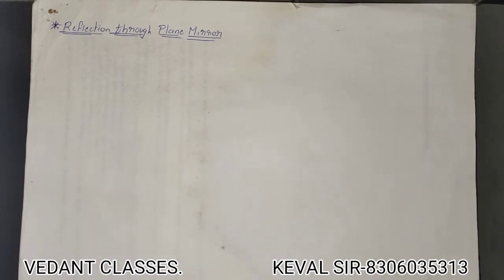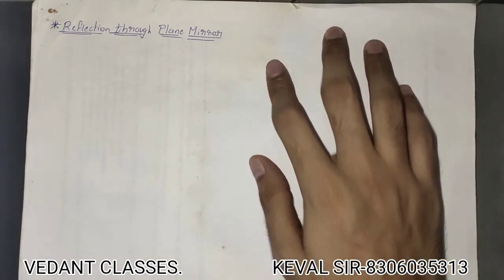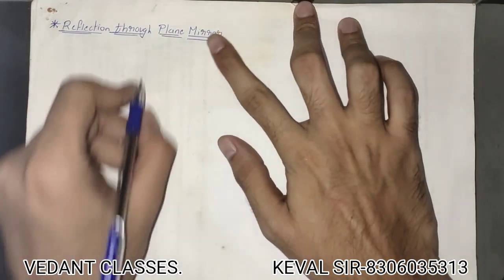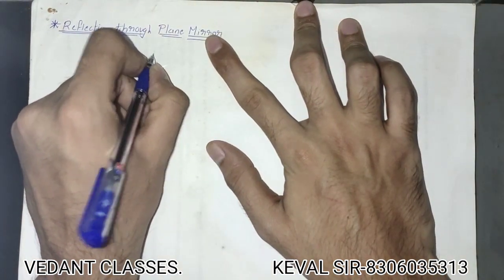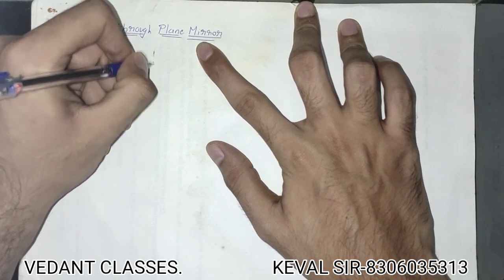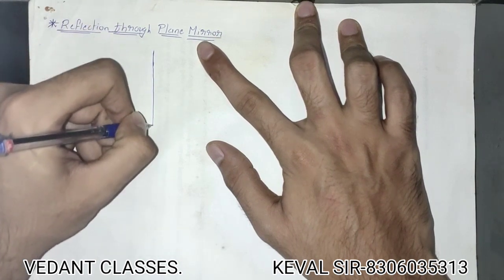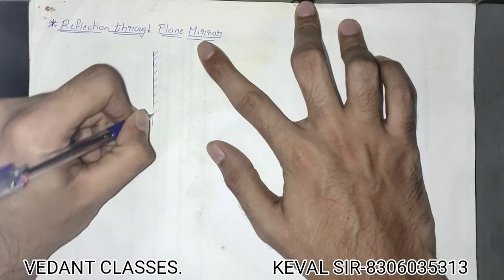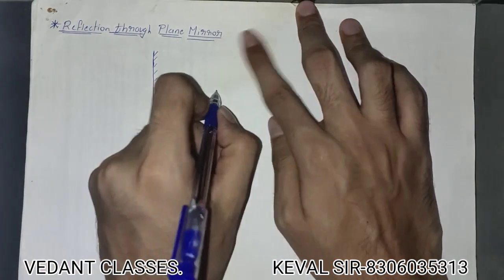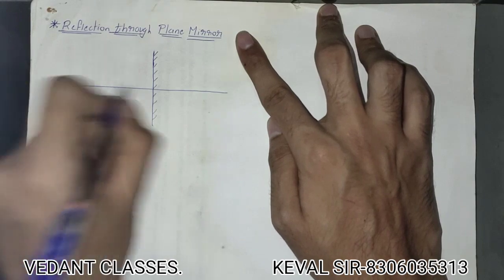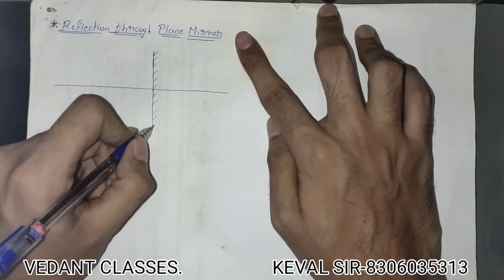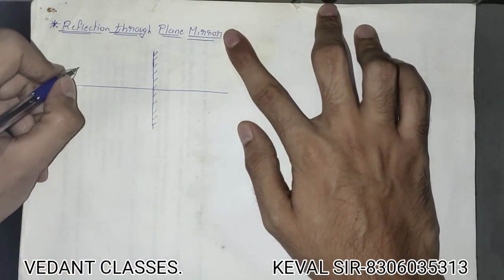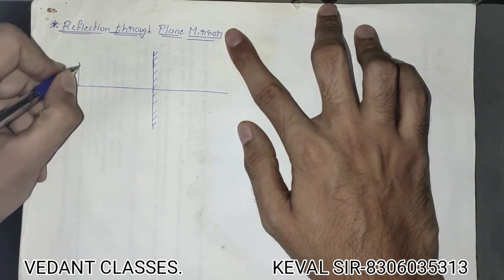Okay, so in this lecture we start with the reflection through plane mirror. So let's make a figure for reflection through plane mirror. Let's consider this is a plane mirror. Okay, and let's consider a reference axis passing through the center of mirror. Okay, let's place the object somewhere over here.